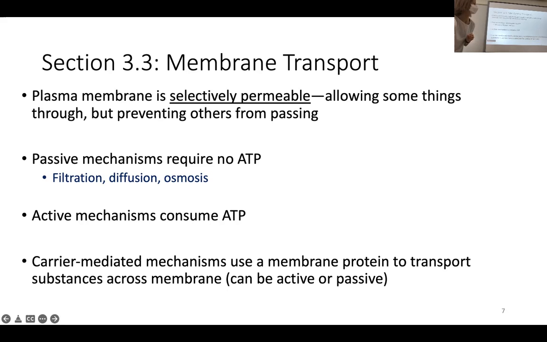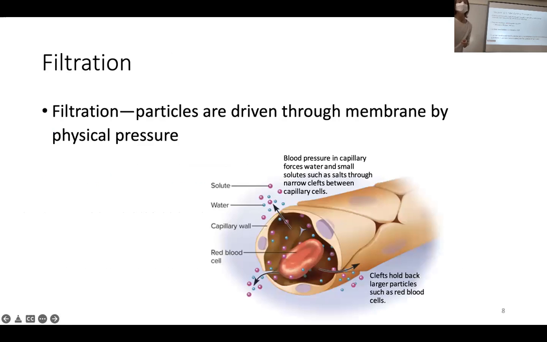So I'm going to start with the passive mechanisms. Go through each of these, kind of describe what they are, how they work. First, we have filtration, which you may or may not have heard of. I don't cover it, I don't think, in general biology, but it's a really simple concept. It's just pressure pushing things out of cells or through cells, basically.